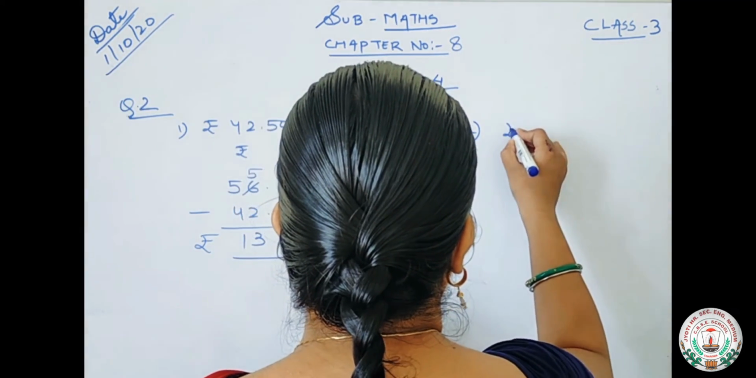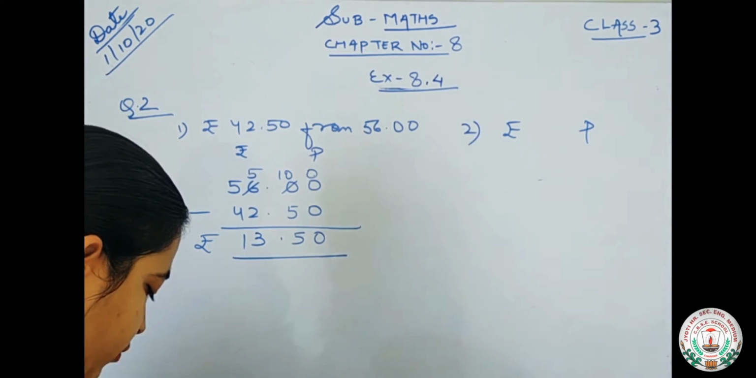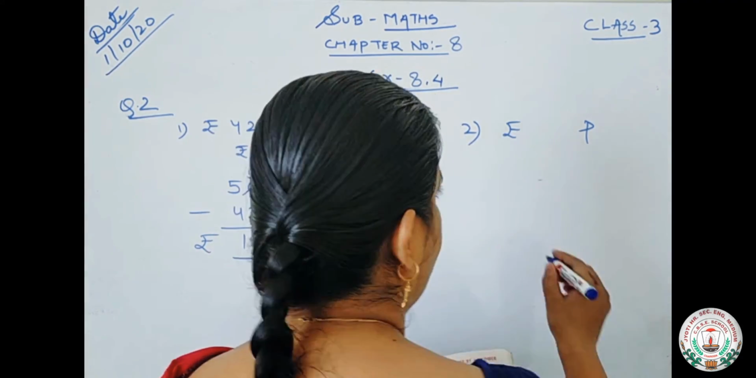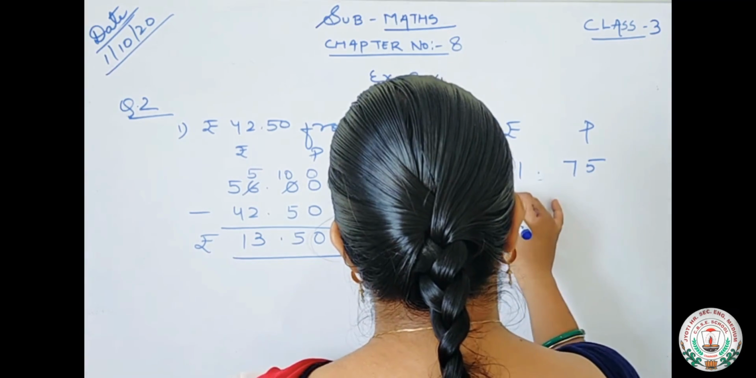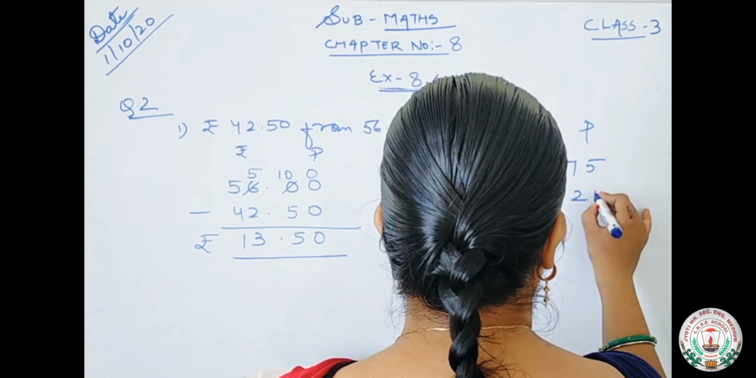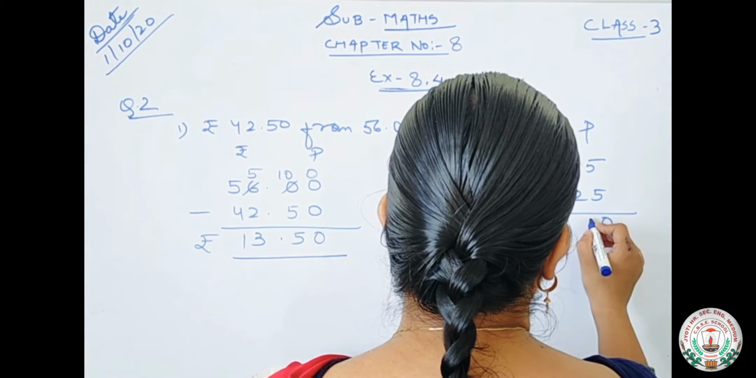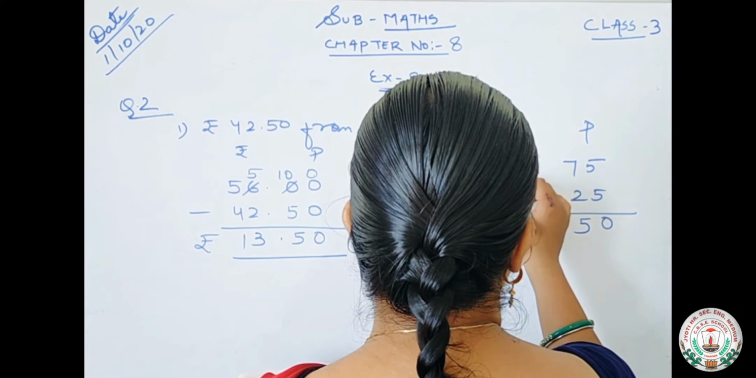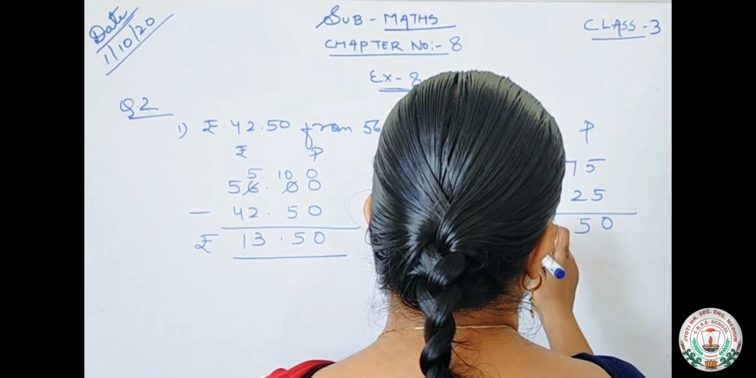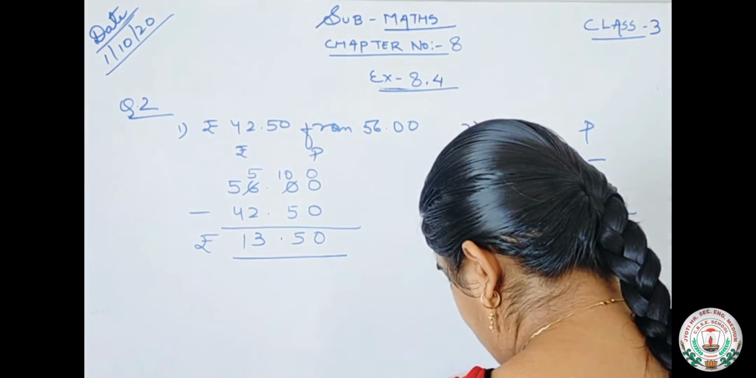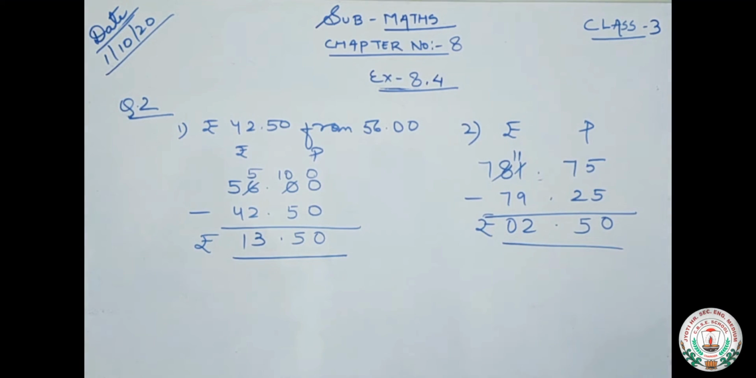Likewise, number 2. I am not writing the question, I am doing the solution only. 79.25 from 81.75. From part we will write first: 81.75 minus 79.25. Subtract 0. 7 minus 2 is 5. 1 minus 9 is not possible. 11 minus 9, 2, 0. So what is the answer? Answer is rupees 2.50.